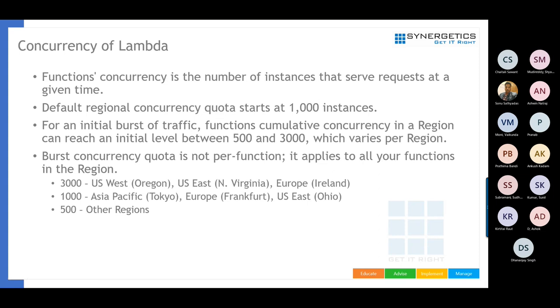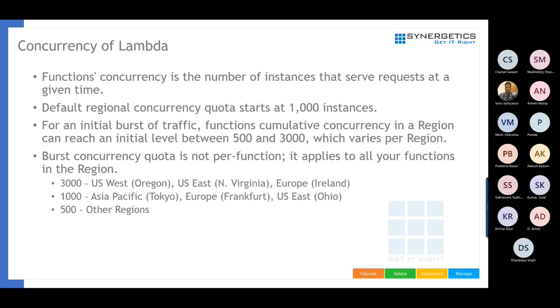And finally, the concurrency of Lambda. The function's concurrency is the number of instances that serve requests at a given time. So how many requests it can execute simultaneously is defined by the concurrency. The default regional concurrency quota starts at 1,000 instances. That means in every region, the default quota for concurrency is 1,000. But in some regions, it may vary. It depends on the region capacity.